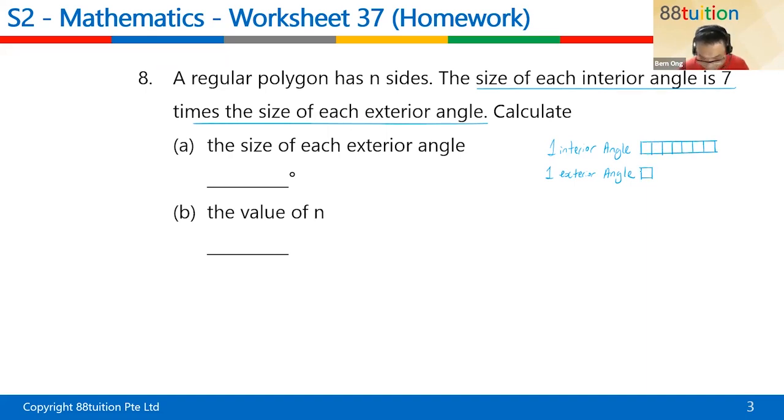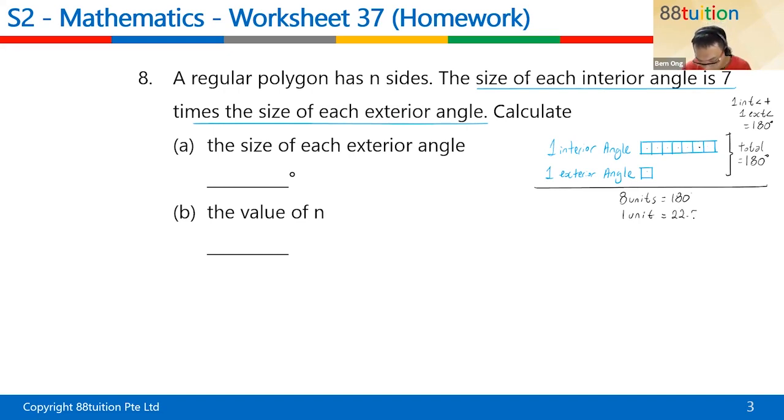And children, do you remember one very important rule for polygon? 1 interior angle plus 1 exterior angle, the total is actually equal to 180. Do you know that? 1 interior and 1 exterior is 180. So how many units do you see here? 1, 2, 3, 4, 5, 6, 7, 8. So 8 units is equal to 180. This is one of the formulas you need to remember: 1 interior angle plus 1 exterior angle is equal to 180. Remember that. So 180 divided by 8 is equal to 22.5.